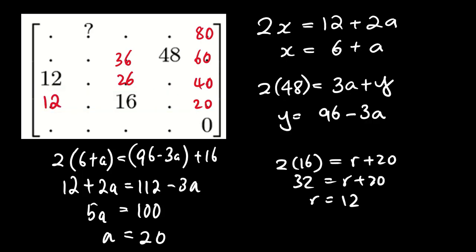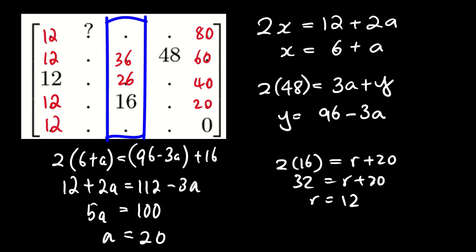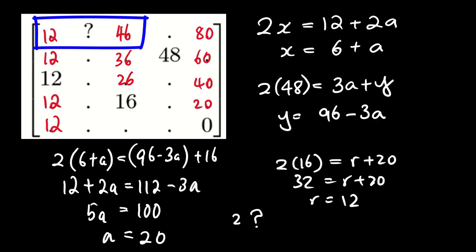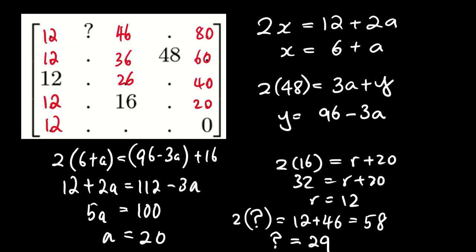Since this number is 12, meaning that this will always be 12. Now easily, from column number 3, this is 46. So double of this unknown equals 12 plus 46, that is 58. And therefore, the unknown equals 29. So the answer for this question is 29.